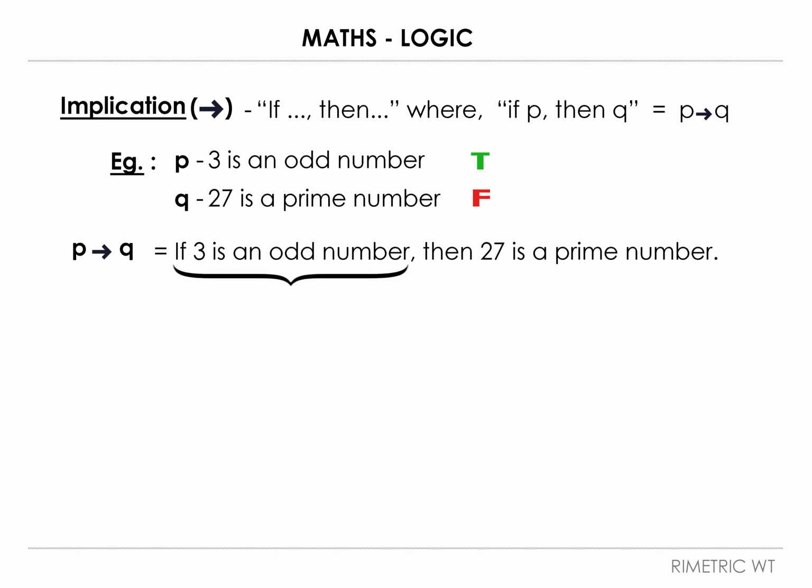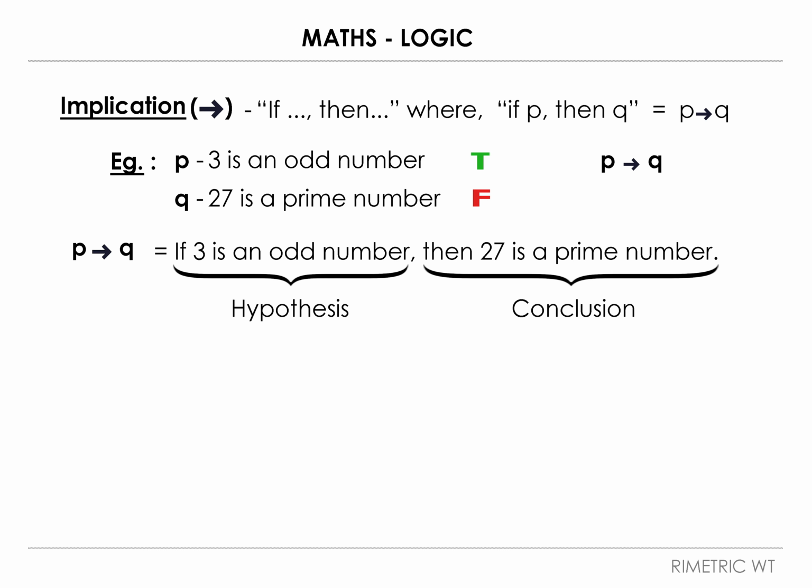We call the if part the hypothesis and the then part the conclusion. An implication is only false in one specific scenario, when a true hypothesis leads to a false conclusion. In our example, the hypothesis is true, but the conclusion is false. Therefore, the entire statement is false. Interestingly, if the hypothesis is false, the whole statement is considered true by default. However, if the hypothesis is true, the conclusion must also be true for the entire statement to be true.